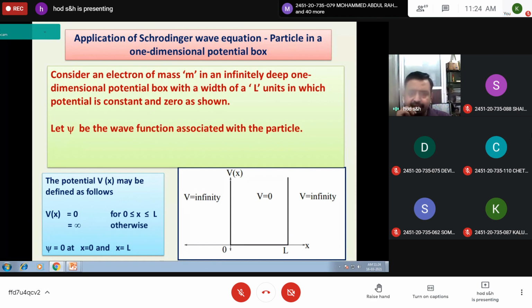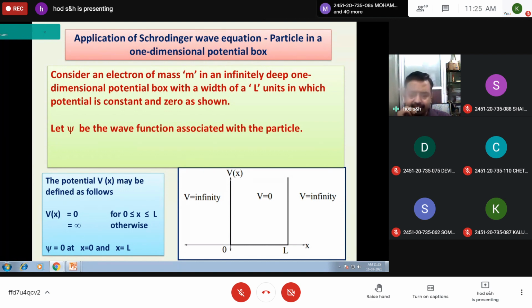So to understand this, let us consider a particle like an electron of mass m in a one-dimensional potential box of width L. Consider a one-dimensional box of length L, and in that let us consider a particle is present. Inside the box, the particle is free to move and it is treated as a free particle and possesses a constant potential. And conveniently, we can assume that the potential V is equal to 0 inside the box.